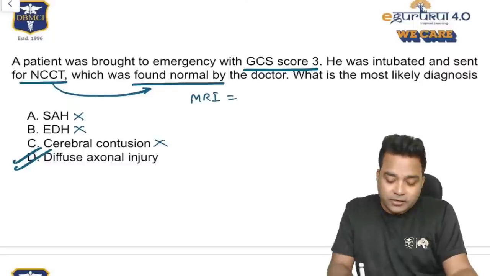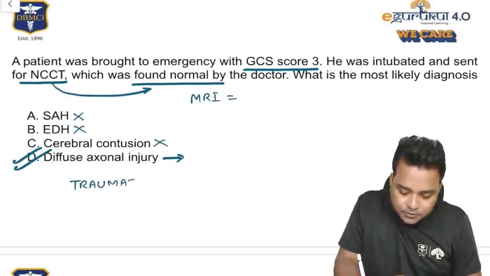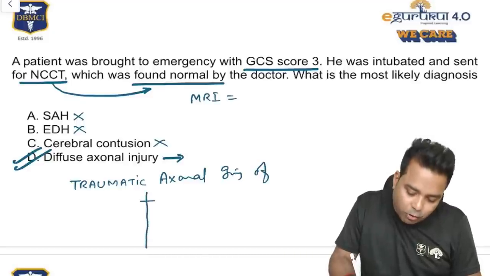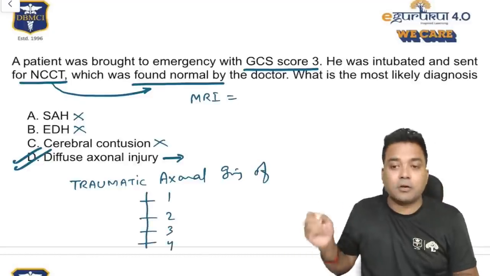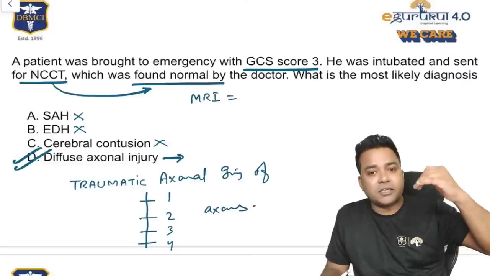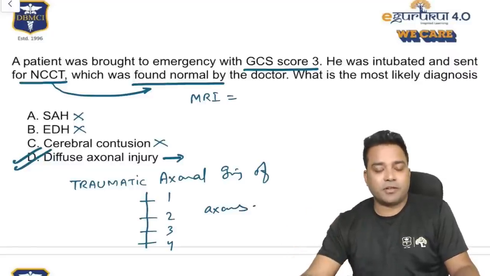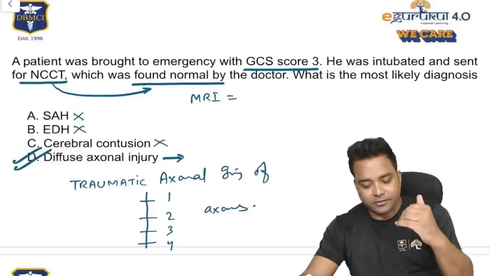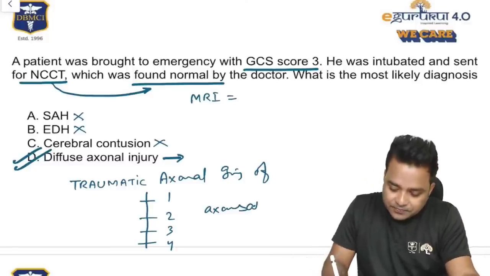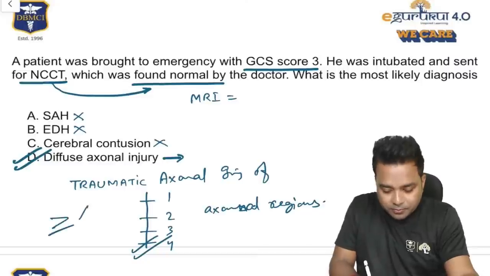Anyone? What is the definition of DAI? Suppose I create a question that DAI is defined as traumatic axonal injury of minimum how many axons? 1, 2, 3, and 4. Tell me, answer. These are your options. DAI occurs due to high speed deceleration injuries because the brain is present in a closed cavity. The definition of DAI is fit when there is traumatic axonal injury of minimum how many axonal regions? Answer 4. 4 or more than 4. Always remember this is the cutoff.